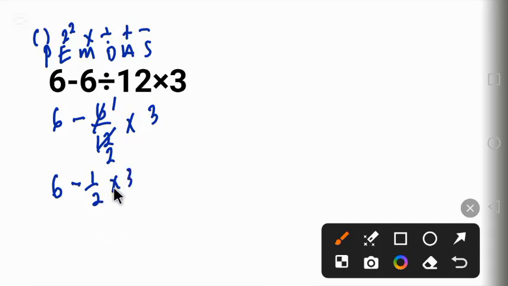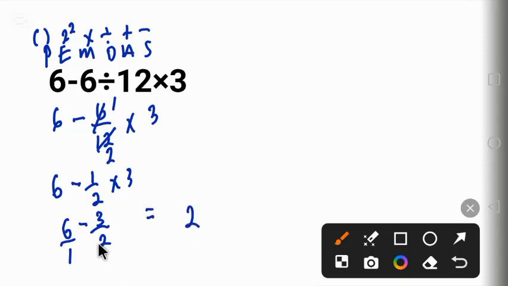We now work the multiplication. 1 times 3 will give us 3. So we have 6 minus 3 over 2. Now let's call this 6 over 1. The common denominator here is 2.